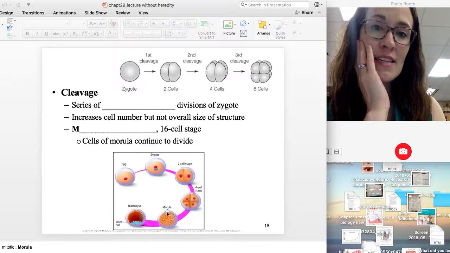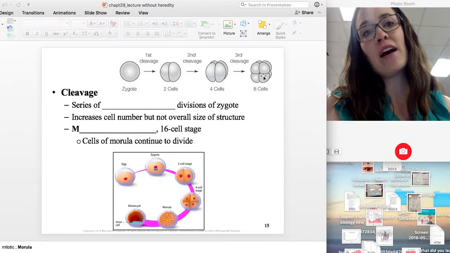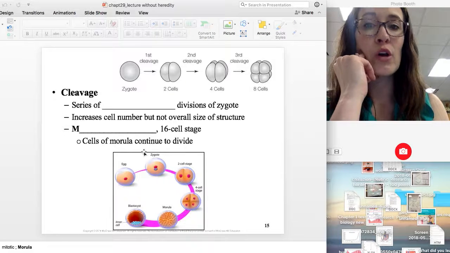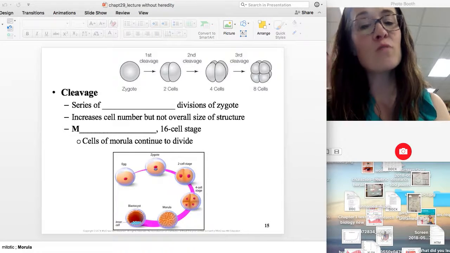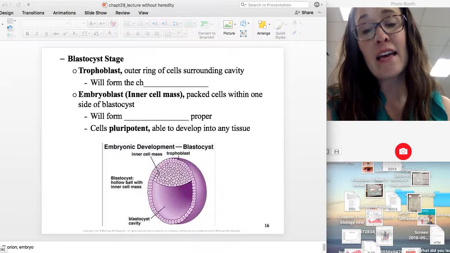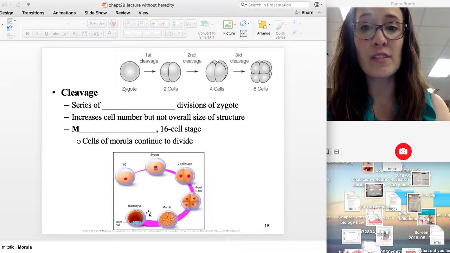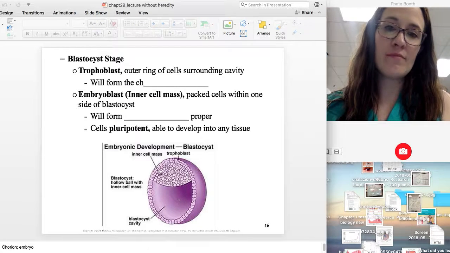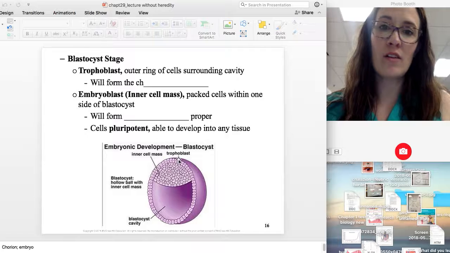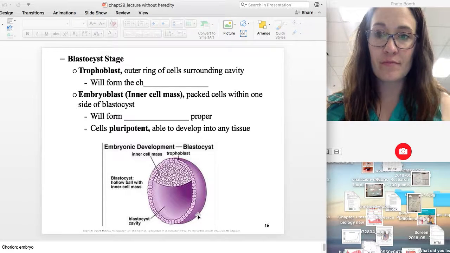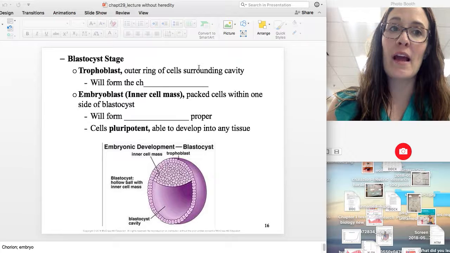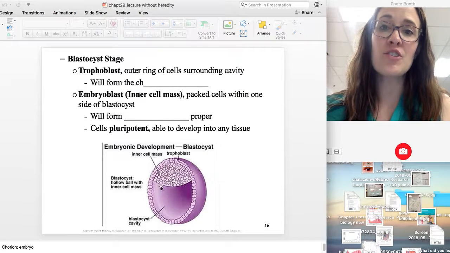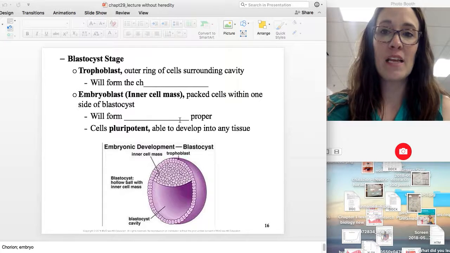When it gets to the 16-cell stage right here, when these 8 cells divide again, it produces a 16-cell ball, and that's referred to as a morula. Those morula cells will continue to divide until they form the next stage, which you can see here, called a blastocyst. This blastocyst has an outer ring of cells. These are called trophoblast cells, and these will eventually form the chorion. The embryoblast cells, or the inner cell mass, eventually become the embryo itself.